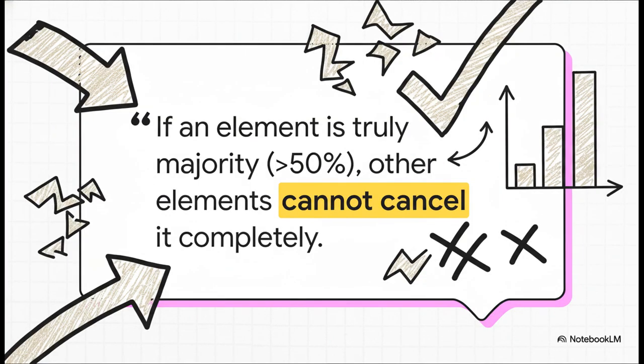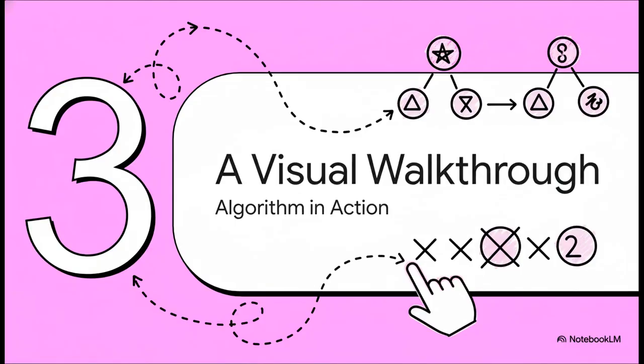And here's why that works, the crucial insight. If an element is a true majority, that means it has more votes than all of the other elements combined, right? So the other elements simply don't have the numbers to fully cancel it out. They'll run out of votes long before the majority element's count ever hits 0. It's guaranteed to survive this whole cancellation process. Okay, I know that might still feel a little abstract, so let's make it concrete. We're going to walk through an actual example to see this cancellation process play out right in front of us.